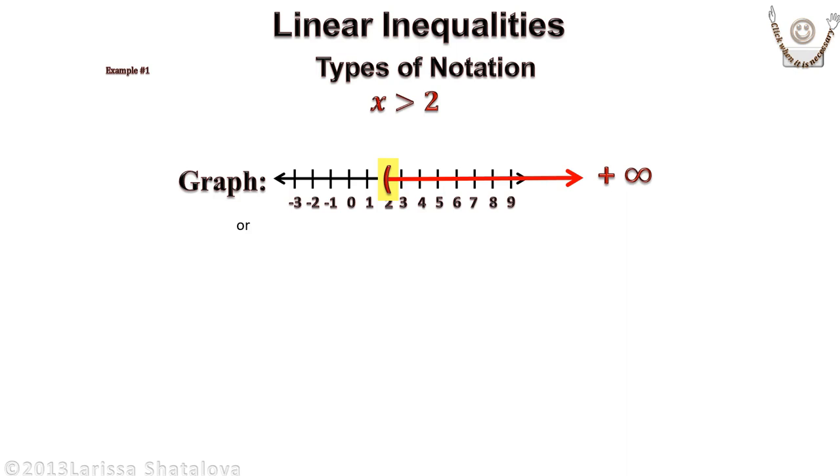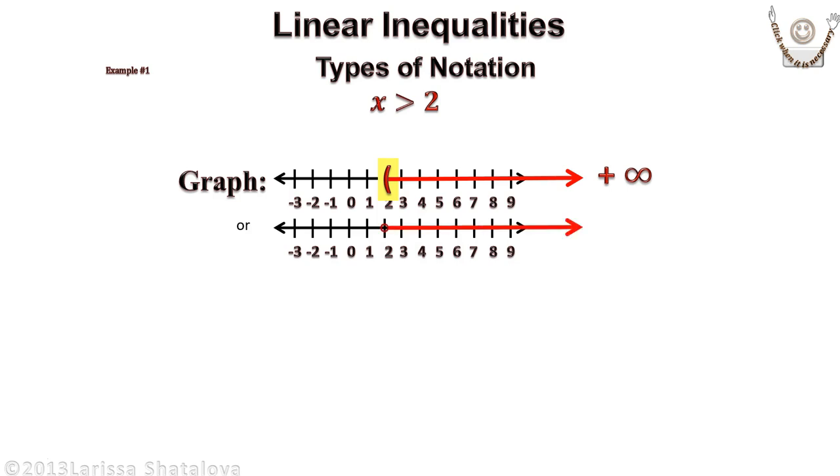Or equivalently, it can be an open circle and then a solid line to positive infinity. Parentheses and an open circle mean that the solution set does not include 2. Any number which is greater than 2 can be a solution, but not 2.